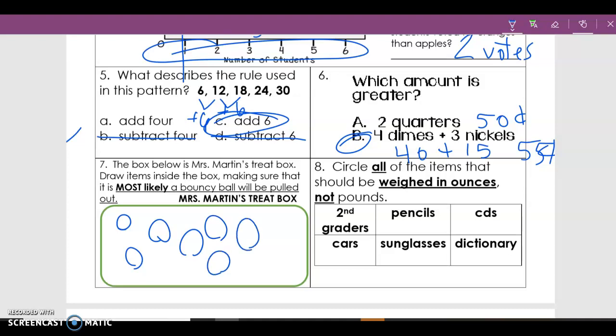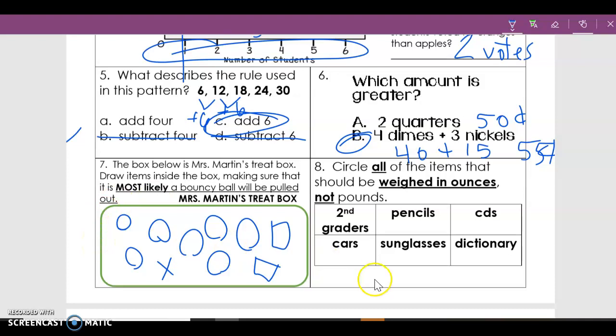Now, it cannot be all bouncy balls, because if it's all bouncy balls, then it would be certain, not most likely. And if you had more of something else, then the bouncy balls would not be most likely anymore. They would be less likely. You cannot have the same amount of bouncy balls and something else, because then it would be equally likely. So it can be any other shapes as long as you make sure that bouncy balls has the most pieces inside the treat box.